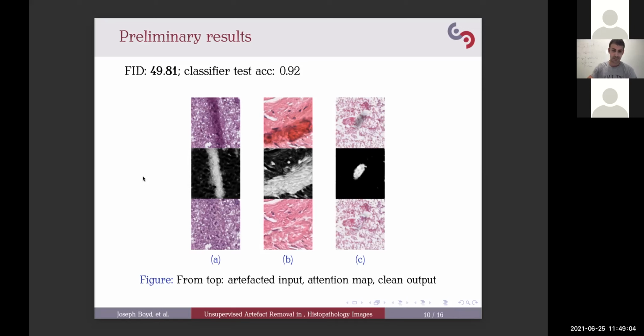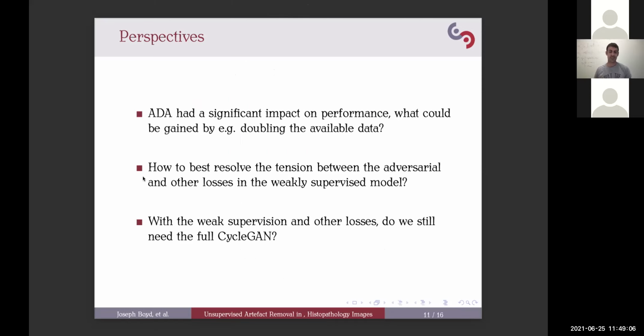So this shows some promise as a work in progress. Now I'll close with some perspectives. First of all, on the data side, we saw that this dynamic ADA data augmentation had a significant impact on the performance. So what could be gained, for example, by doubling the available data, which is relatively easy to do for a weakly supervised data set, provided our esteemed TCGA makes a comeback.